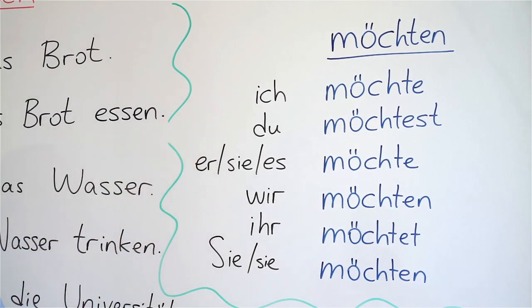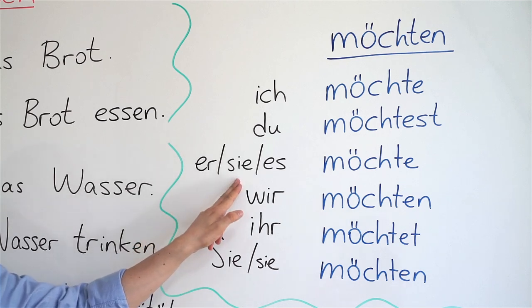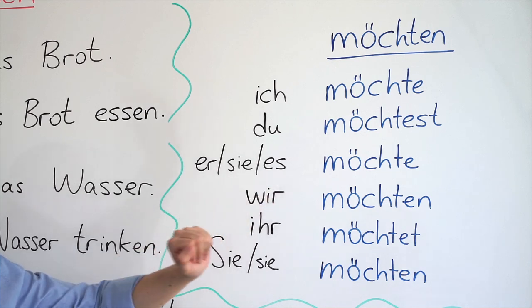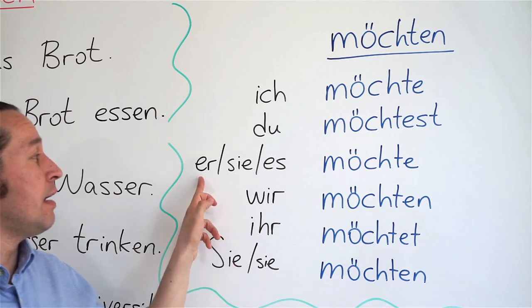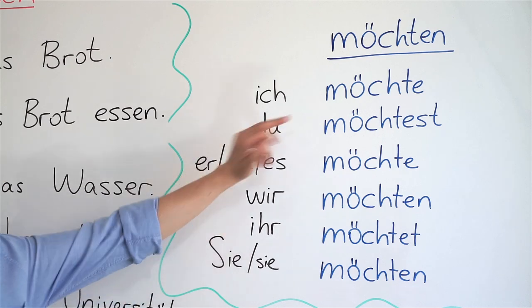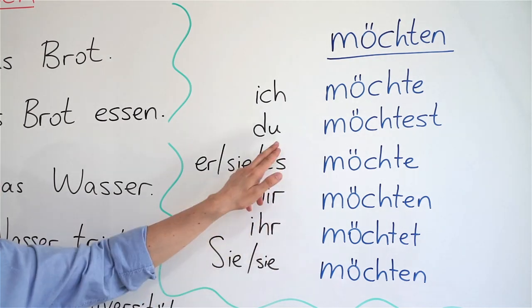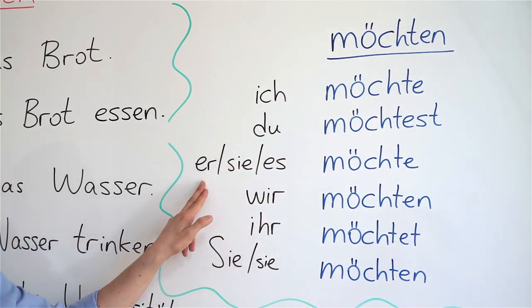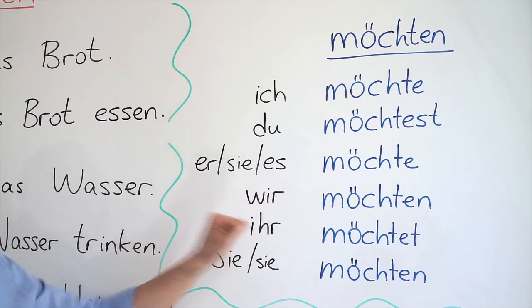Ich möchte, which stands for I want, I would like to. Du möchtest, you would like to, you want to. Er möchte, he wants. Sie möchte, she wants. Es möchte, this refers to all the other articles. Der für er, die für sie, das für es. Okay? So, if I want, I'll say ich möchte. If I say you want, we'll say du möchtest, he wants, er möchte, she wants, sie möchte, it wants, es möchte.